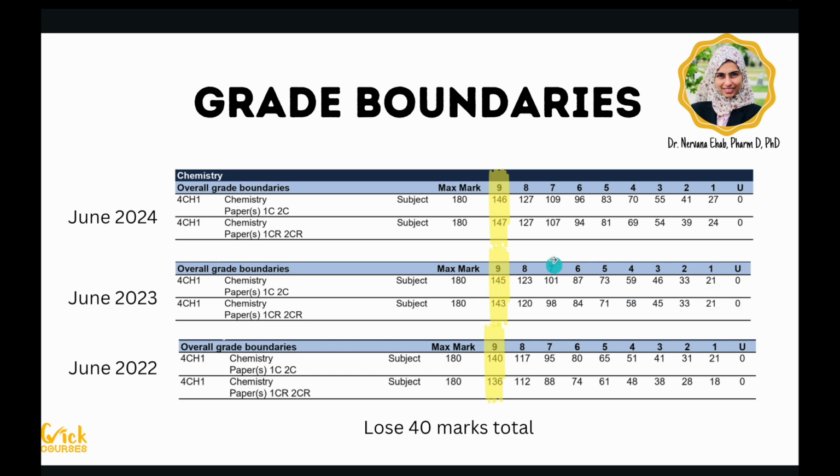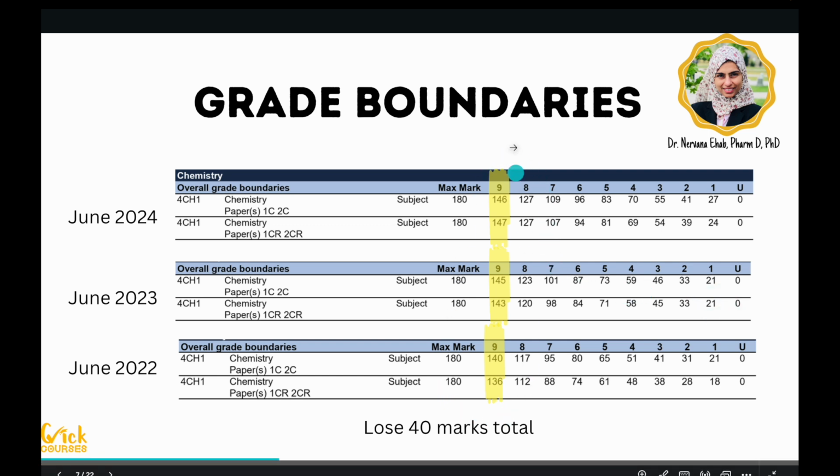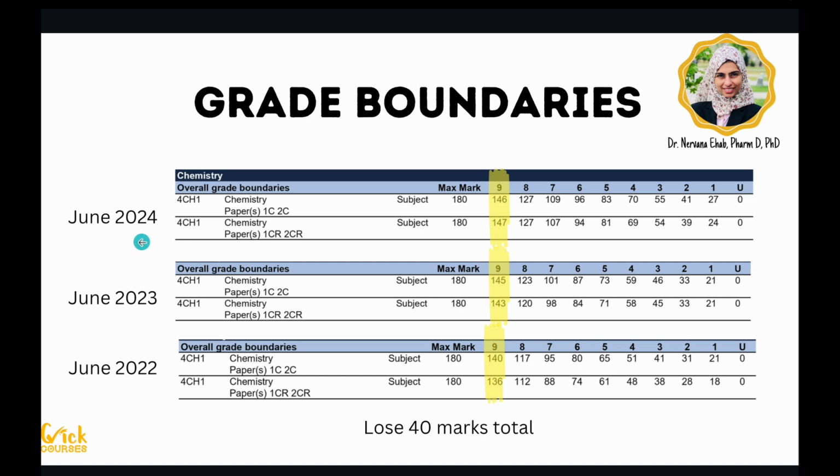Now, in regards to grade boundaries, you will see here that it's really easy to get a grade 9. As you can see here, these are just examples, guys. The grade boundaries will change every year. It's not the same. Do not look at previous years and say, oh, I've got to get 147 and that's it. I'm not going to get 148, I'm not going to score 140, I'm going to get exactly 147. Do not do that.